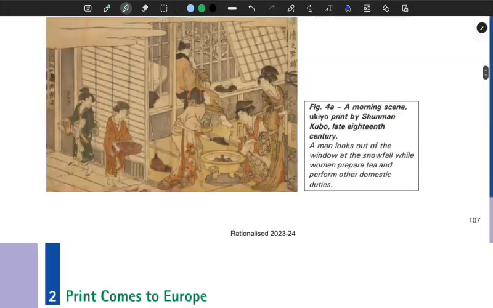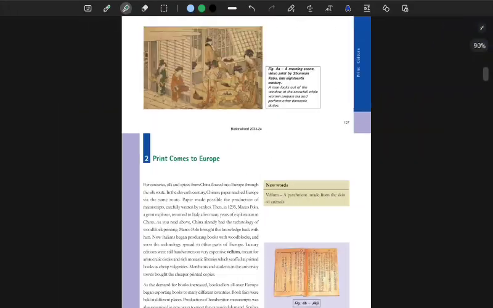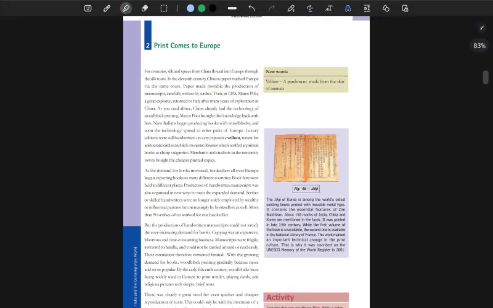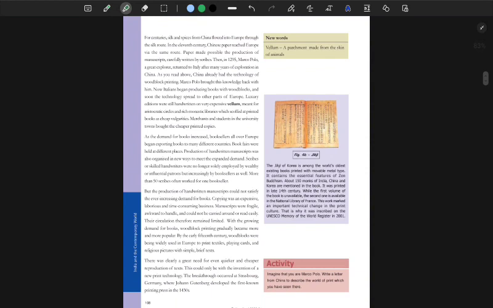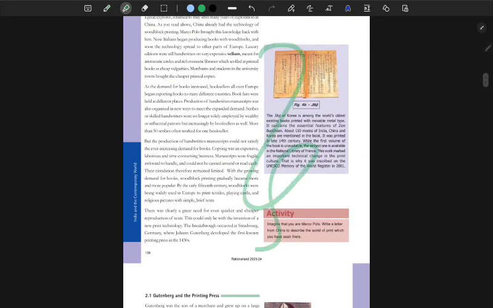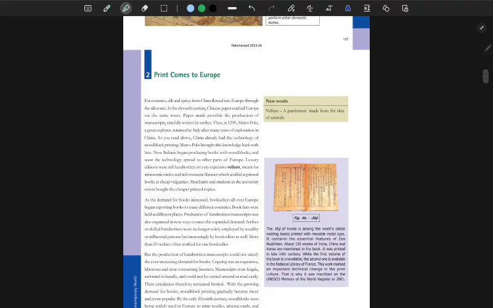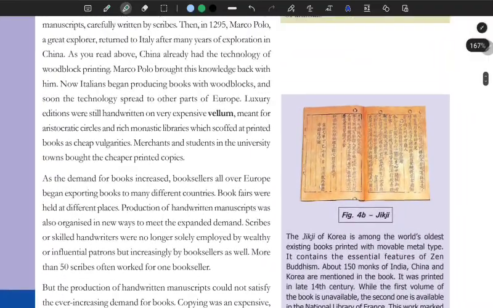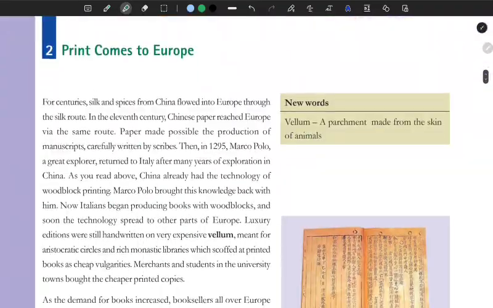Right, so moving on, we need to talk about how print comes to Europe. Print mainly comes to Europe by two things. We can just skip this page. Okay, they may ask you for the 2 marks wale questions, how did print come to Europe. So the first thing is, you have to write about the silk routes. Okay, silks and spices from China flowed into Europe through the silk route. So silk route we need to give.